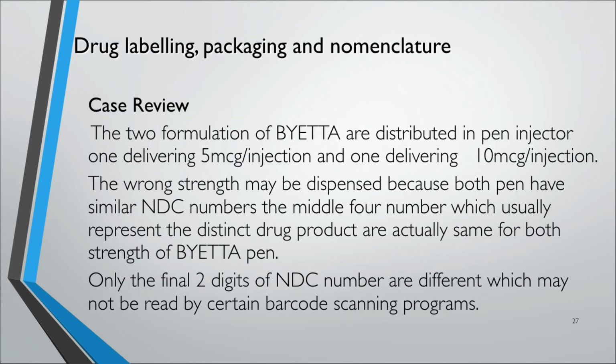Case review. The two formulations of Byetta are distributed in pen injectors, one delivering 5 microgram per injection and one delivering 10 microgram per injection. The wrong strength may be dispensed because both pens have similar NDC numbers. The middle 4 numbers, which usually represent the distinct drug product, are actually the same for both strengths of Byetta pen. Only the final 2 digits of the NDC number are different, which may not be read by certain barcode scanning programs.